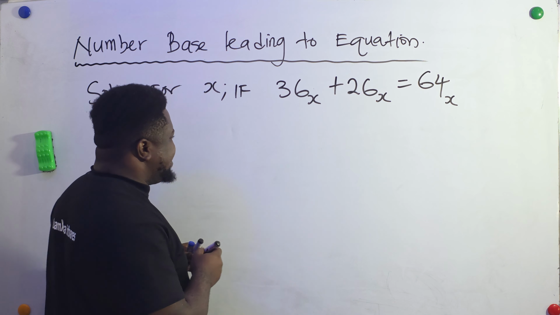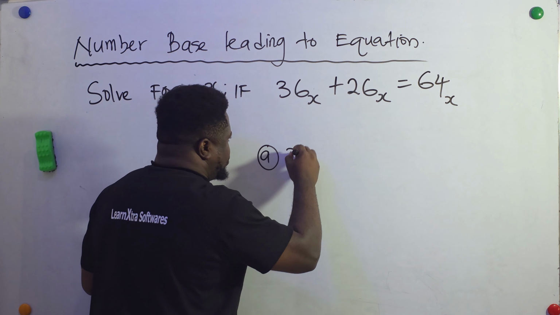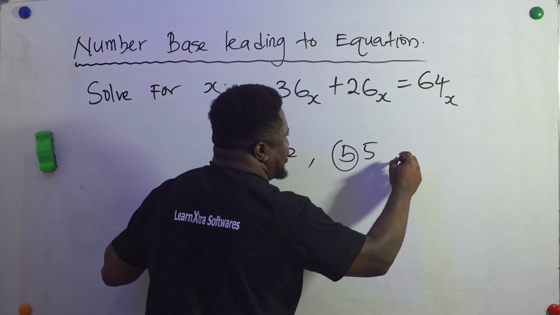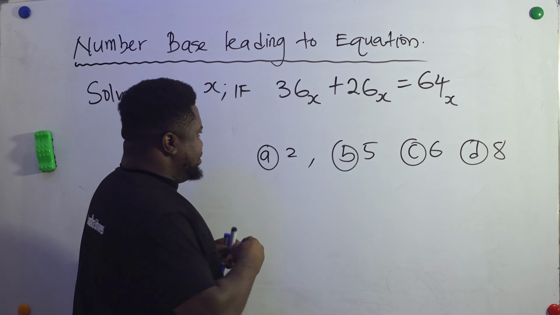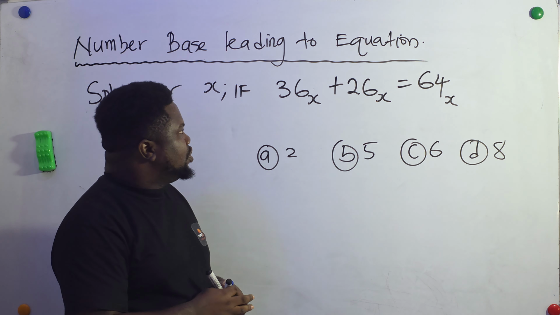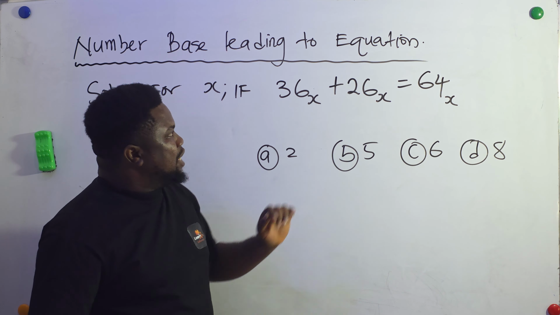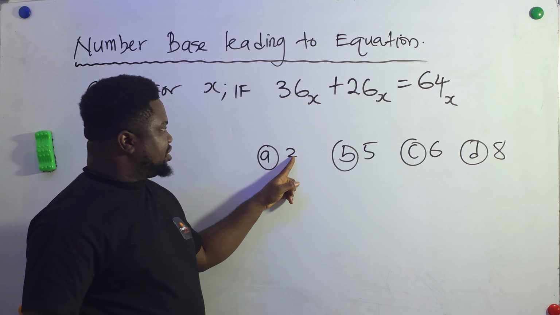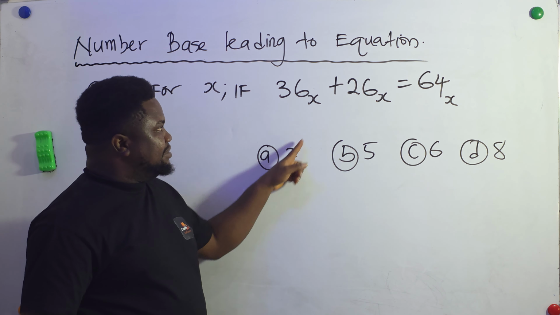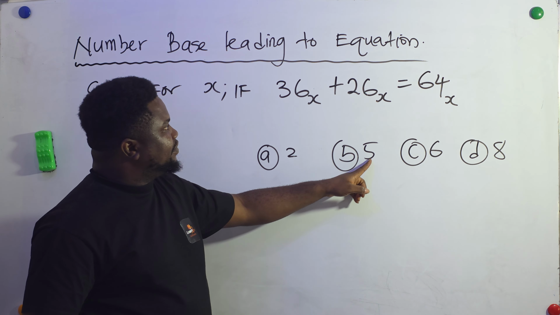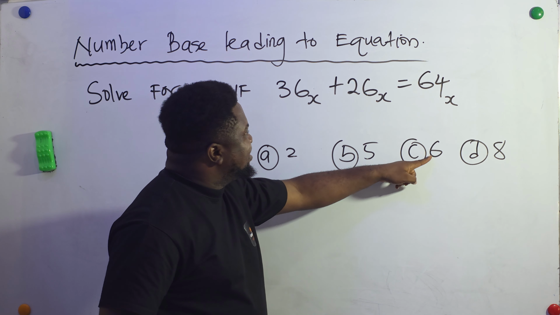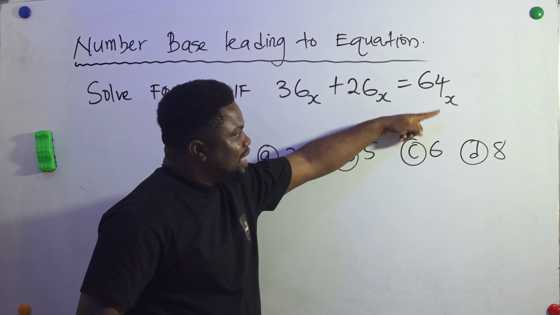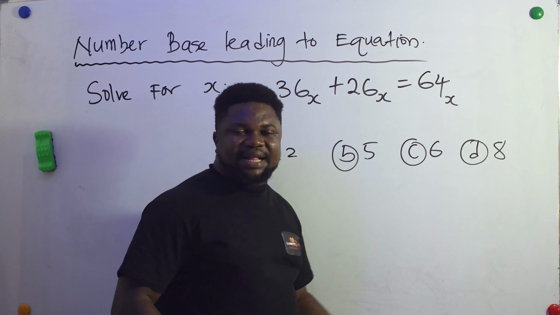If you are smart, let's say we have option A, 2, option B, 5, option C, 6, option D, 8. If you are smart enough, this operation cannot be in base 2 because I have seen 2 here. Also 5 cannot be the answer because 6 is bigger than 5. Also 6 cannot be the answer because in base 6, 6 is not allowed. Therefore, I will choose 8 as my answer.